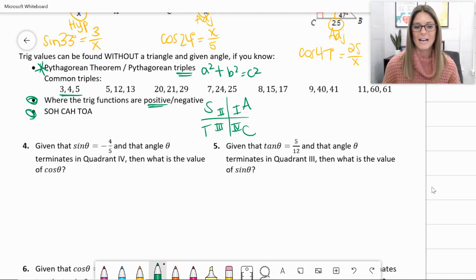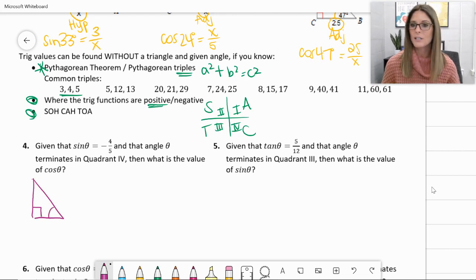So let's put this into action. I'm going to look at number 4 here. Given that sine theta is negative 4/5 and that angle theta terminates in the fourth quadrant, what is the value of cosine theta? For these problems, I always sketch the same right triangle every time. So I'm going to get it set up. I'm always going to use that bottom right corner as my given angle theta. We don't really know what theta is right now, but we do know that sine theta was equal to negative 4/5.